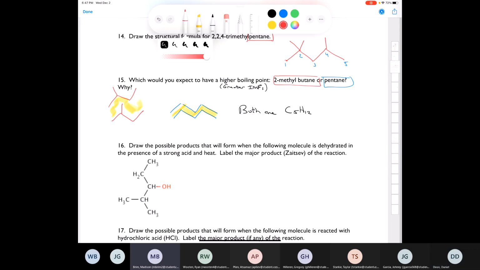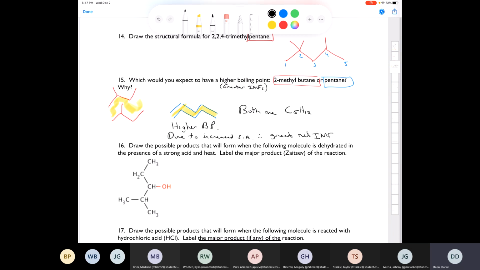Yeah, I just got it mixed up. Thank you. Yeah, no problem at all. So this is going to have a higher boiling point due to increased surface area, therefore greater net intermolecular forces. Okay, still the same type of intermolecular force. It's just overall, it's going to be stronger. Okay, what's next?